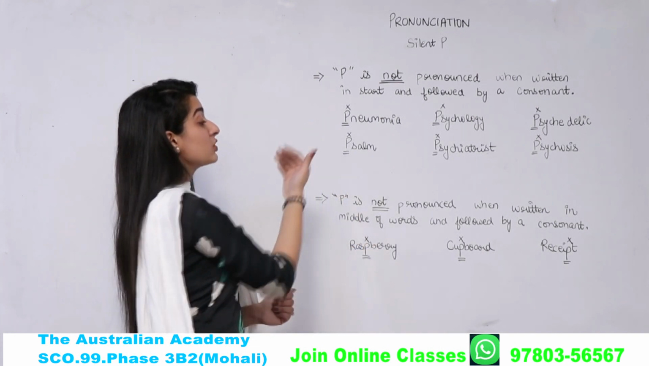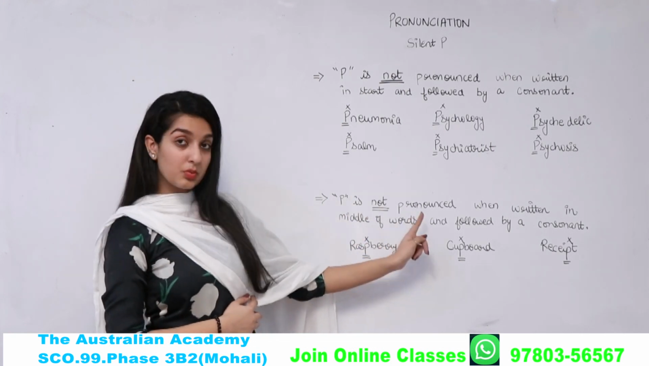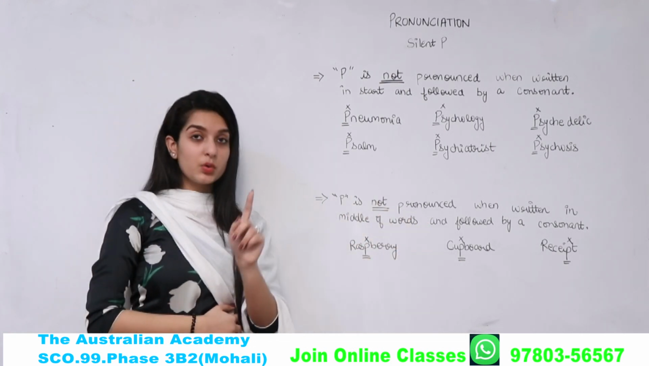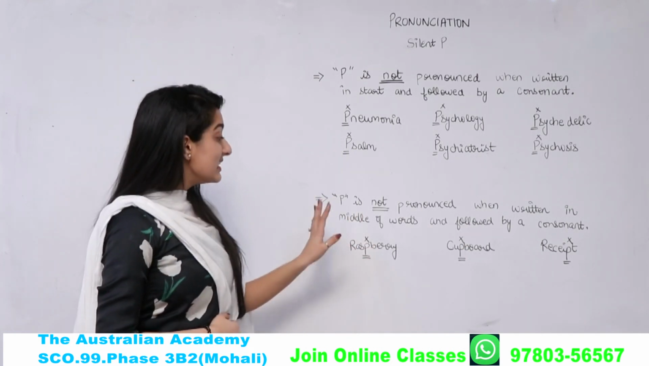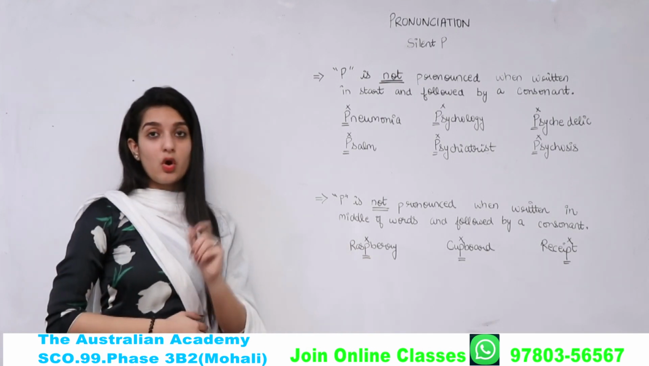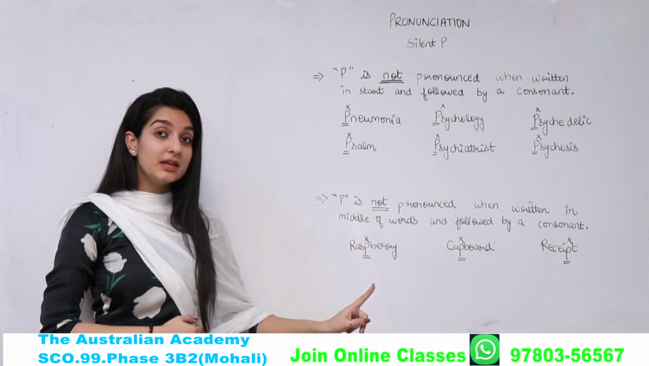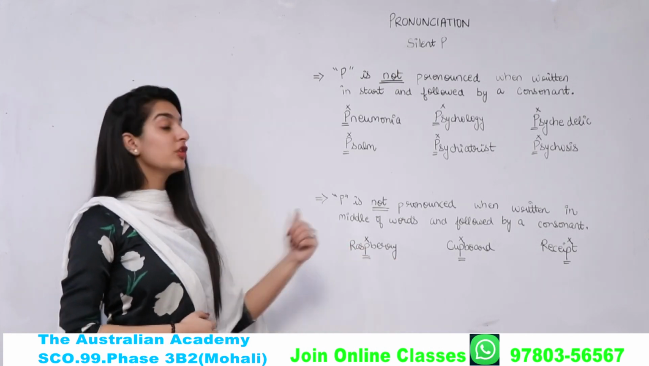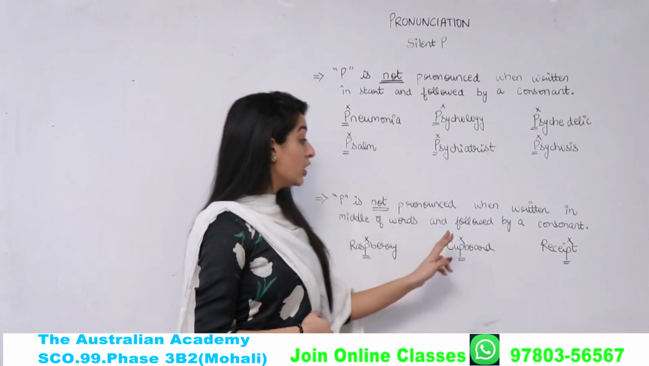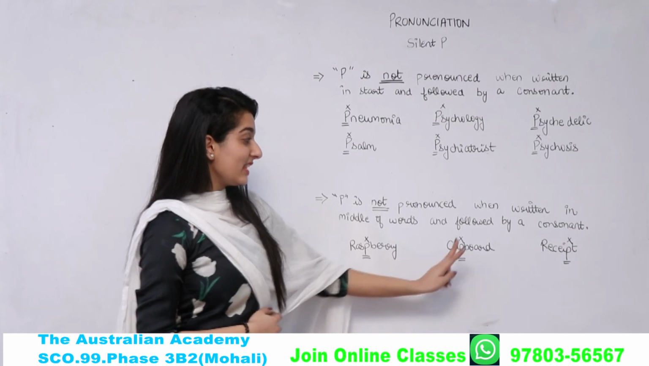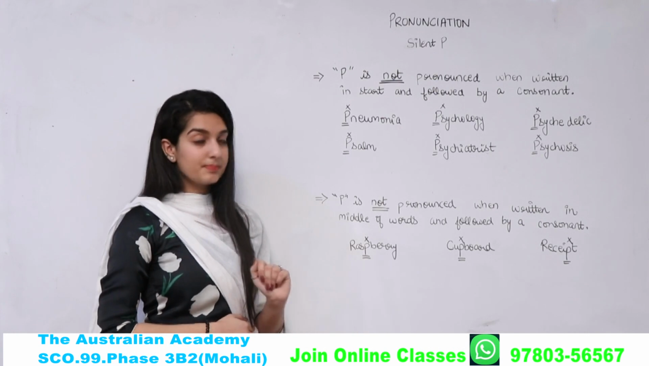Now when we come to the second rule, it states that P will not be pronounced when written in the middle of the word, when it is followed by a consonant. Now in these type of words, we have the example of raspberry. Now in raspberry, I'm not going to pronounce this P. It is just going to be ras and then berry, raspberry. Then it is going to be cupboard, not with a P. And the last is receipt, without the P.